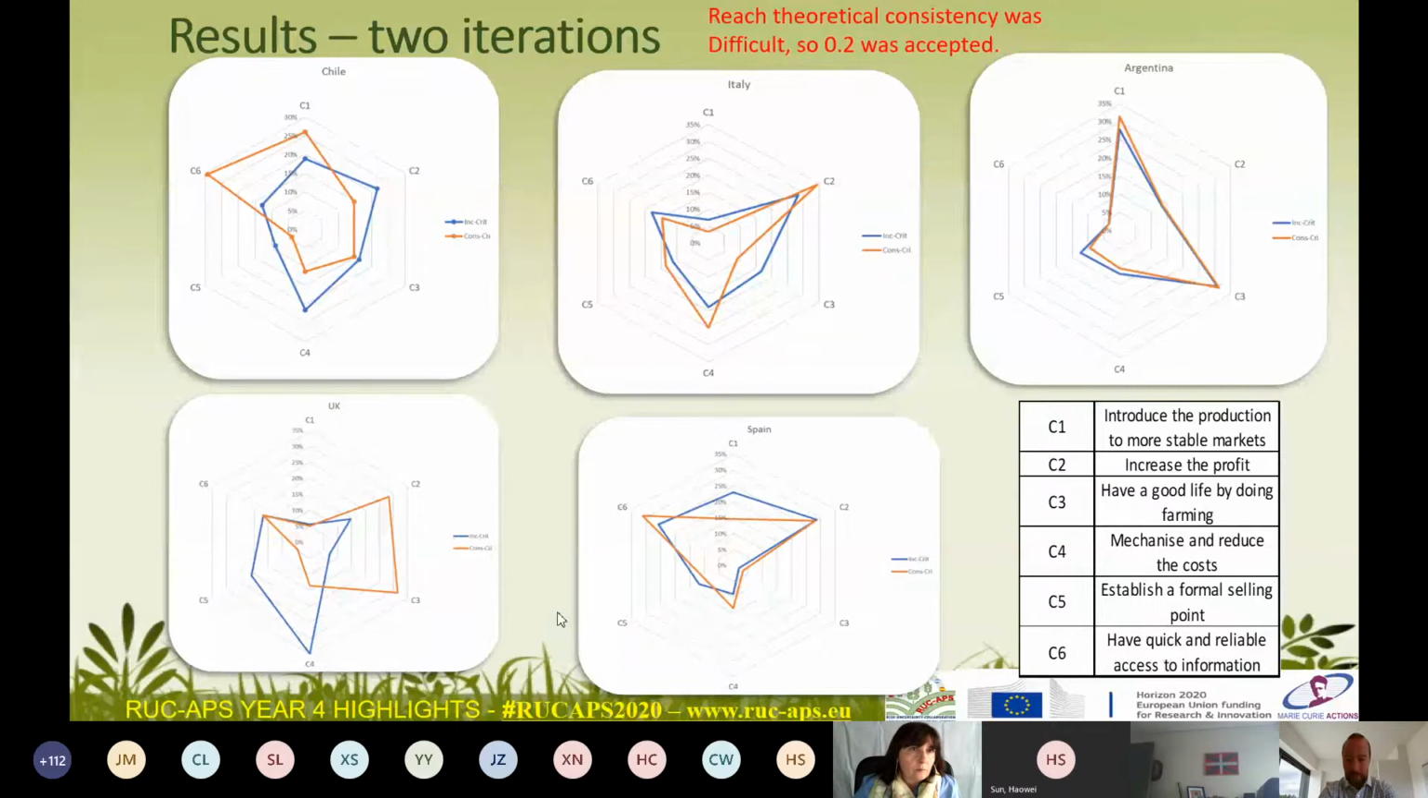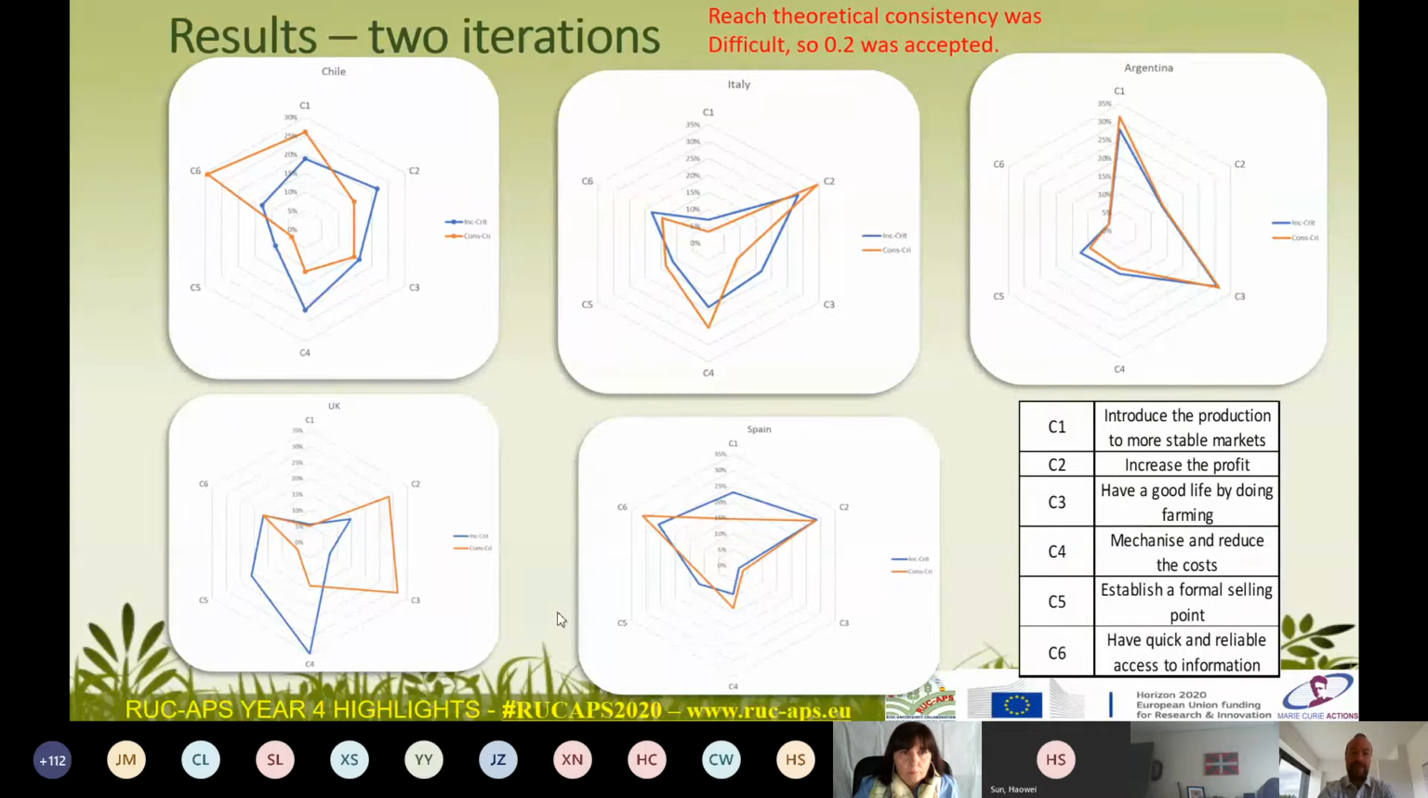In the case of Italy, we noticed that criteria 2, which is increase the profit, also becomes the most important. In the case of Argentina, criteria 3 was more important, which is about having a good life by doing farming. In the case of the UK, criteria 4, the same as in Chile, was more important, which is about mechanize and reduce costs. In Spain, pretty similar to Italy, it is about increasing the profit.